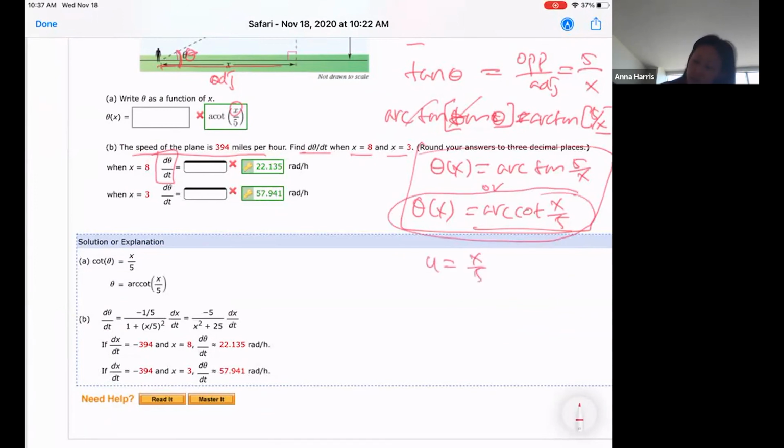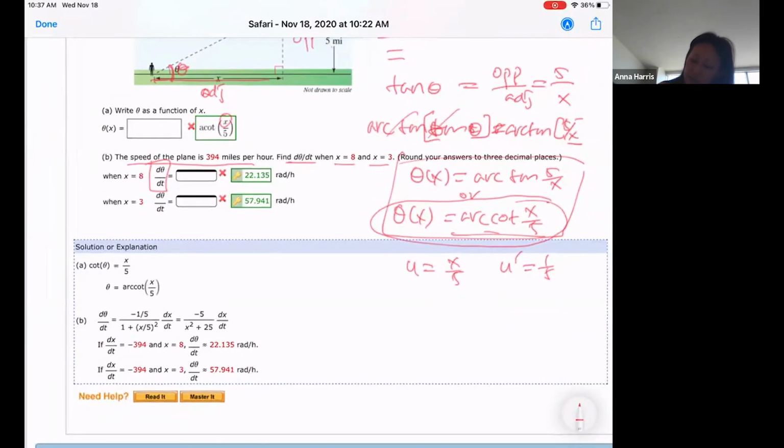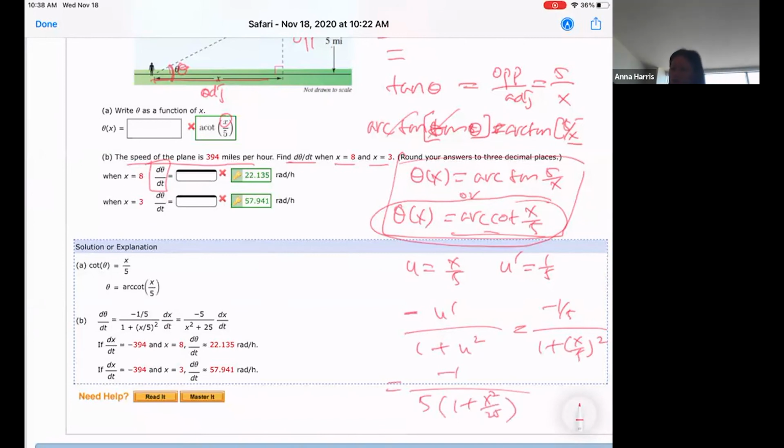So u is equal to x over 5, so u prime is equal to 1/5. Taking the derivative of arccotangent gives negative u prime over 1 plus u squared, which is negative 1/5 over 1 plus x over 5, squared. When you multiply this out, you put the 5 in the bottom, because it's negative 1 over 5.